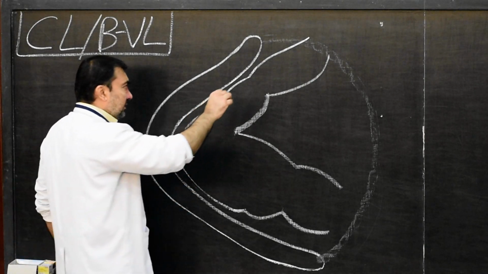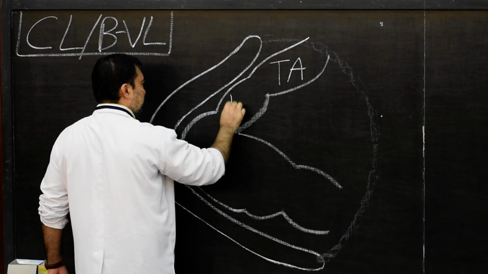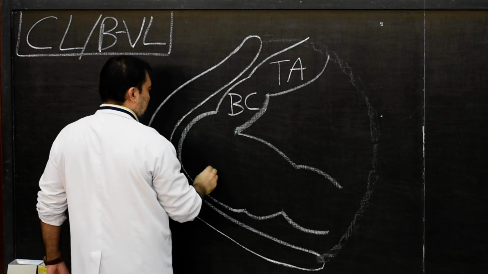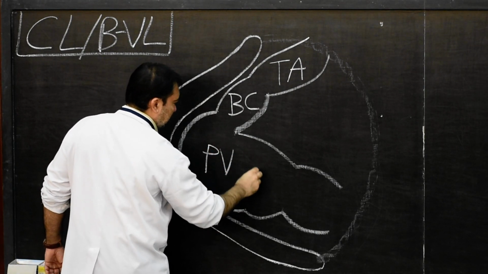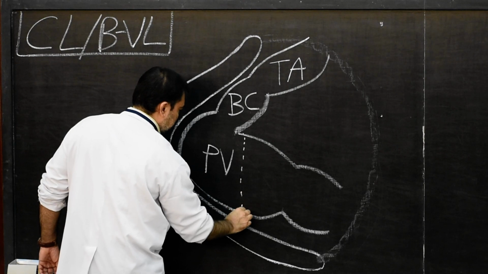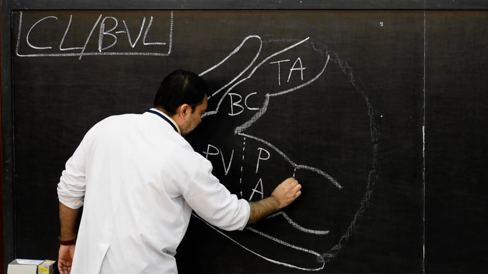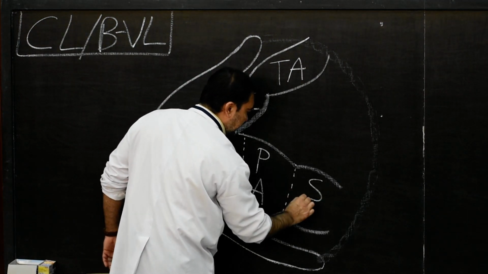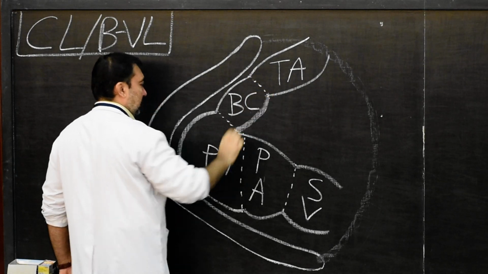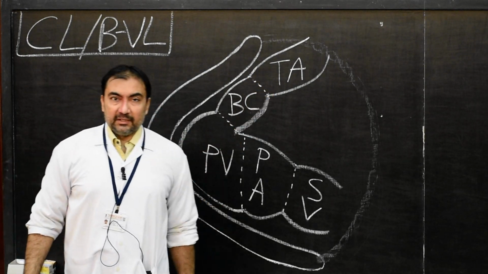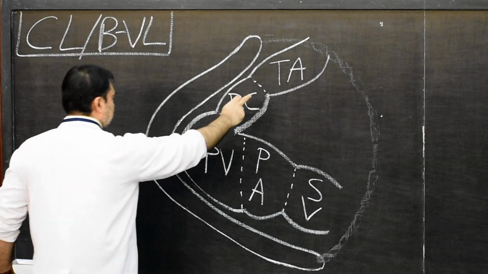Now, here truncus arteriosus, this will be known as bulbus cordis. This entire structure will be known as primitive ventricle till here. This will be known as primitive atrium, and this portion will be known as sinus venosus. So therefore, how has this happened? Initially it was a straight tube. What was this straight tube?